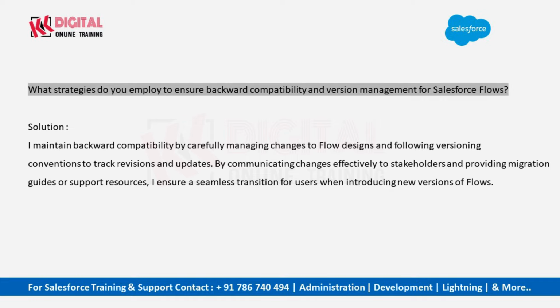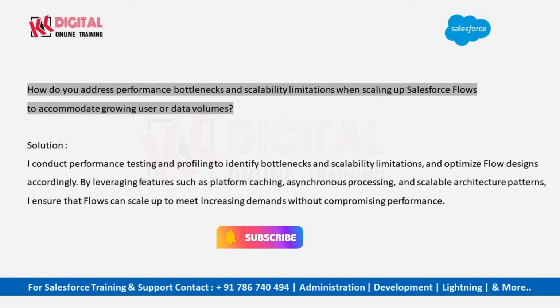Solution: I maintain backward compatibility by carefully managing changes to flow designs and following versioning conventions to track revisions and updates. By communicating changes effectively to stakeholders and providing migration guides or support resources, I ensure a seamless transition for users when introducing new versions of flows. How do you address performance bottlenecks and scalability limitations when scaling up Salesforce flows to accommodate growing user or data volumes?